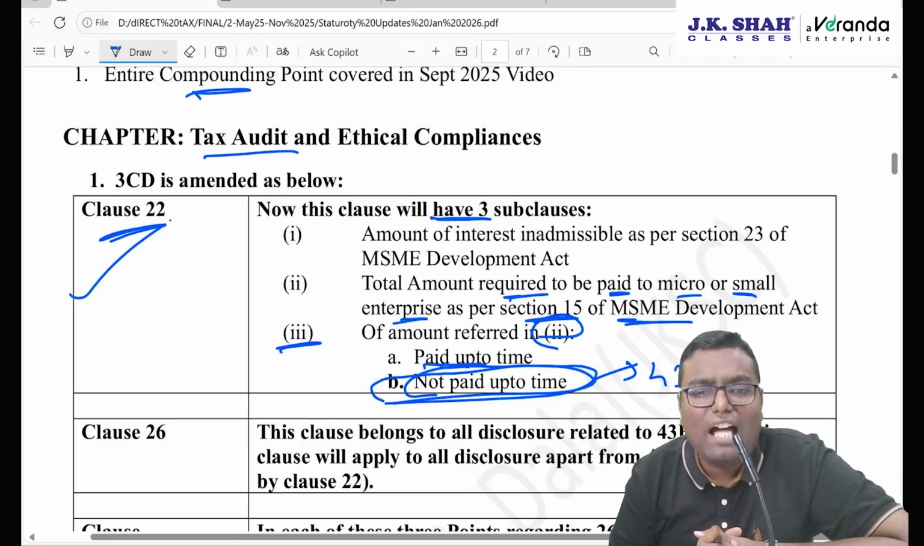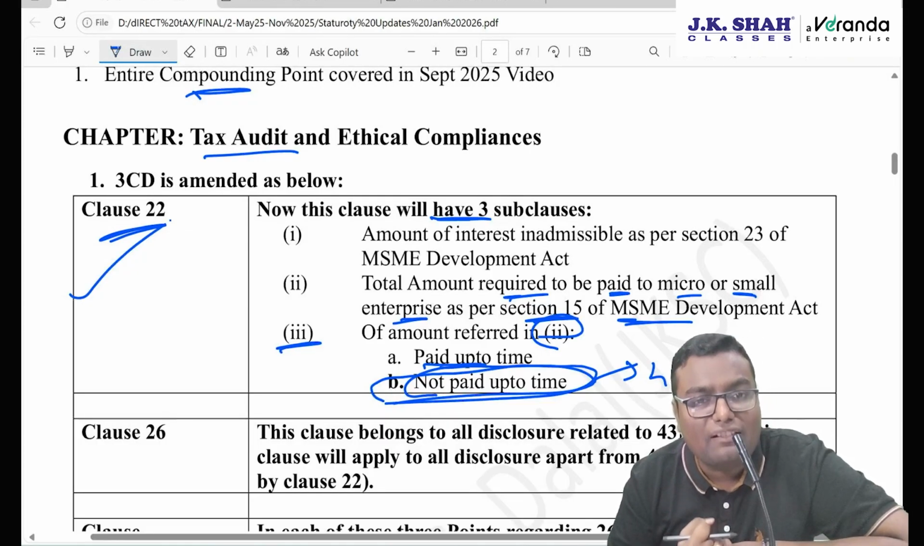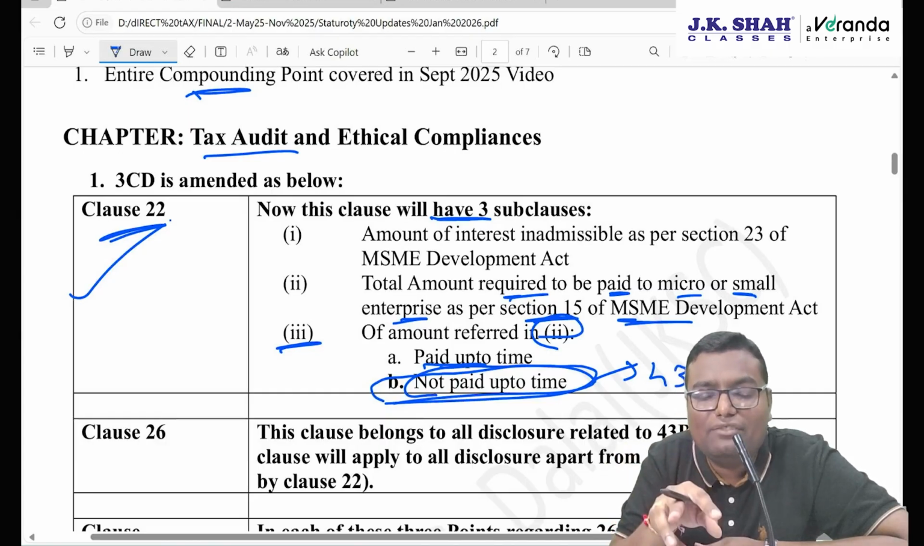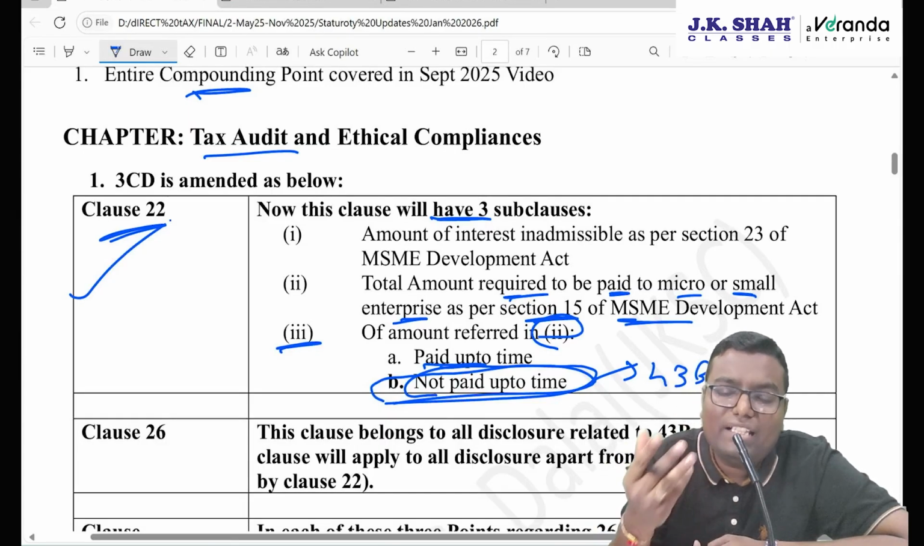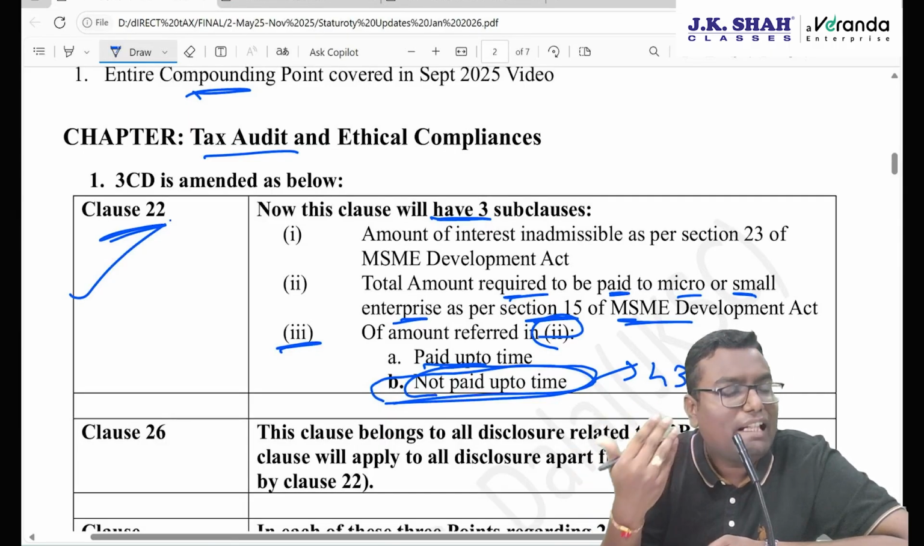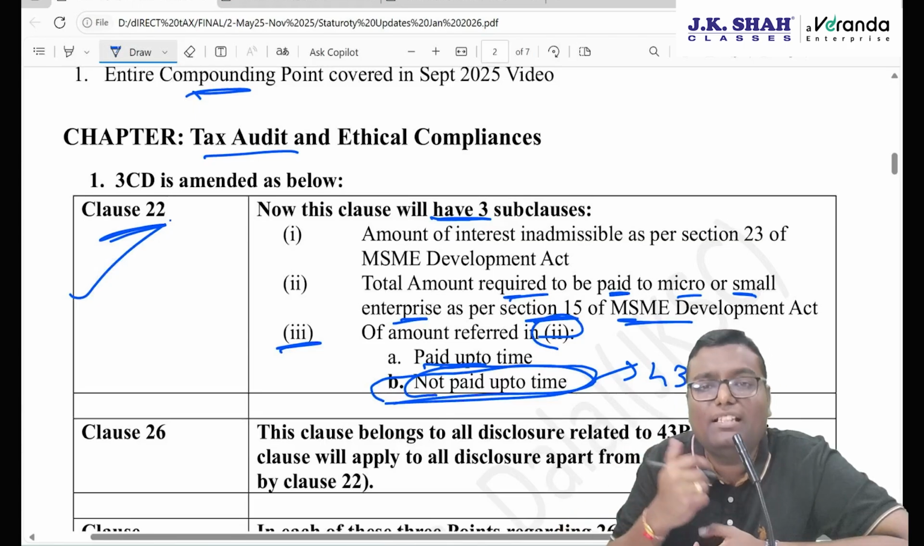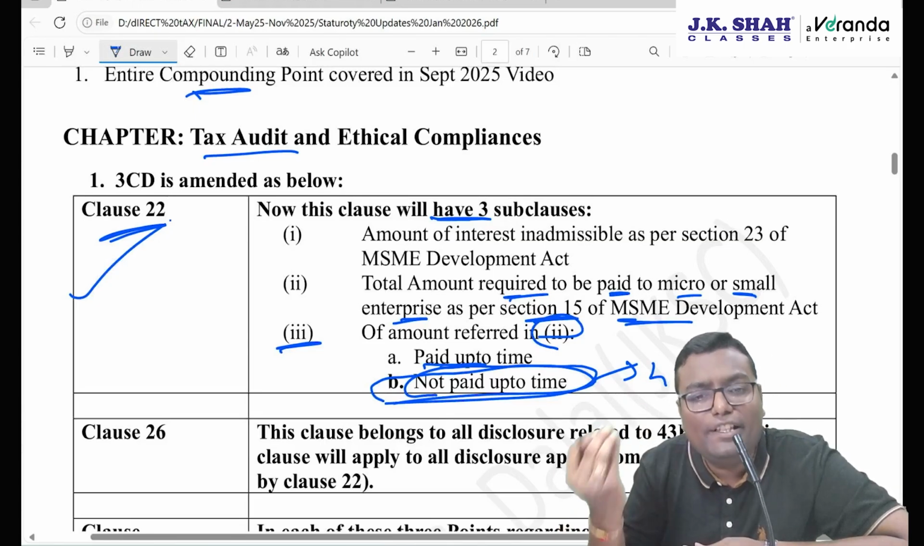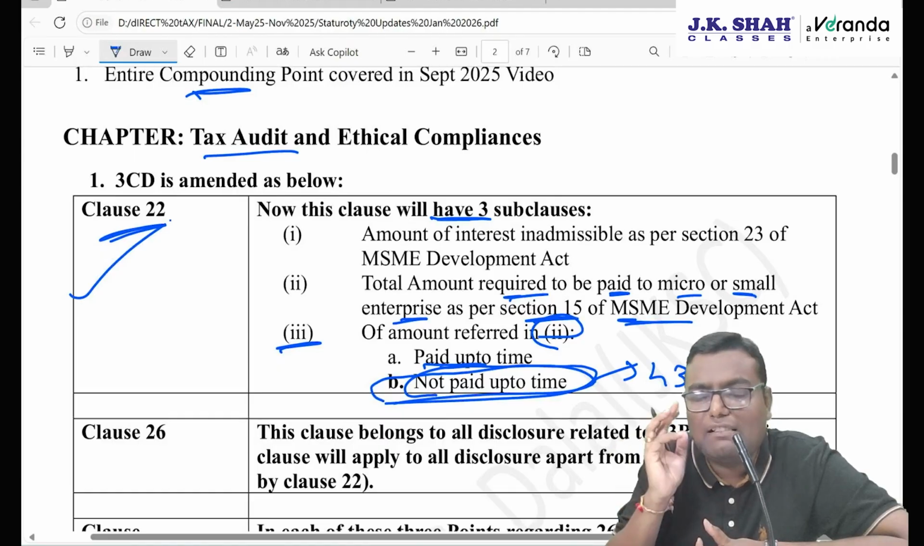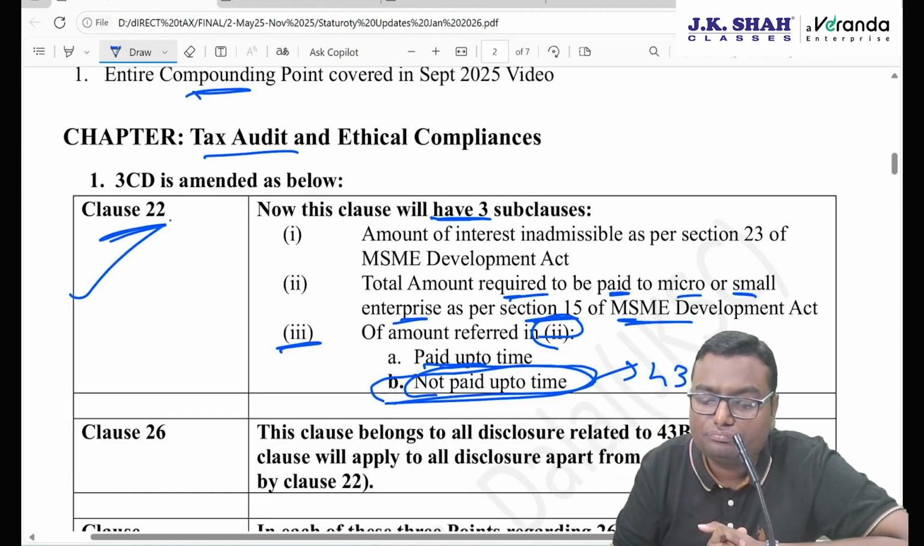So many students have asked me that, sir, in the audit report whether we are supposed to remember each and every clause. Beta, no, it is not possible. But at least the important sections, whatever clauses are relevant to important sections like 269SS, 269T, 43B clause H, 48 2B, this kind of all the things you have to particularly remember.